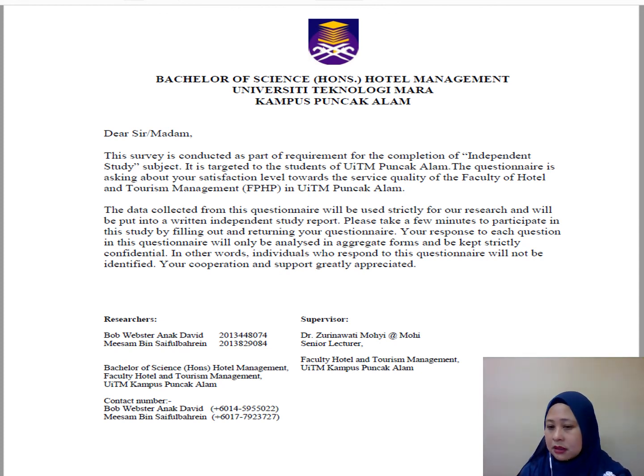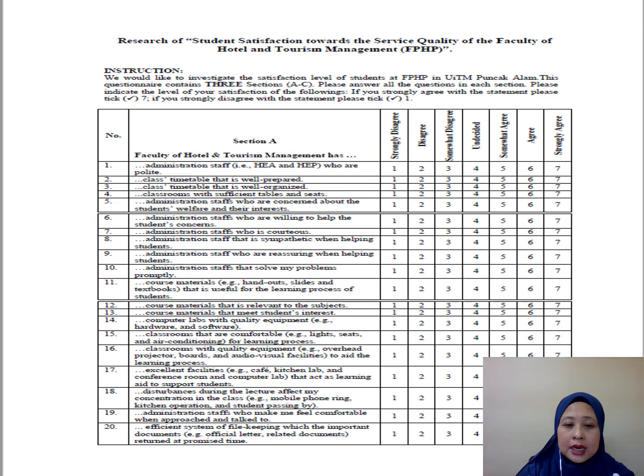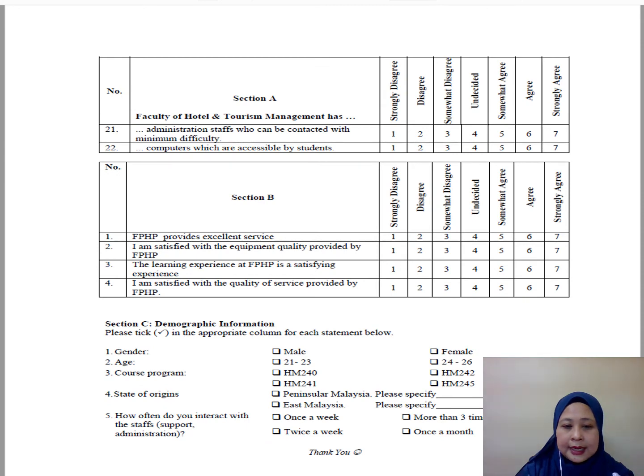These are the letters. Before you can proceed to collect data, the potential respondent will usually read and run through the letter. These are examples of the questionnaire. And section C is really the demographic information.